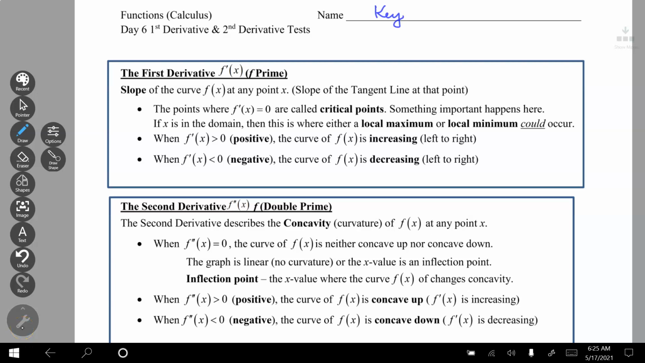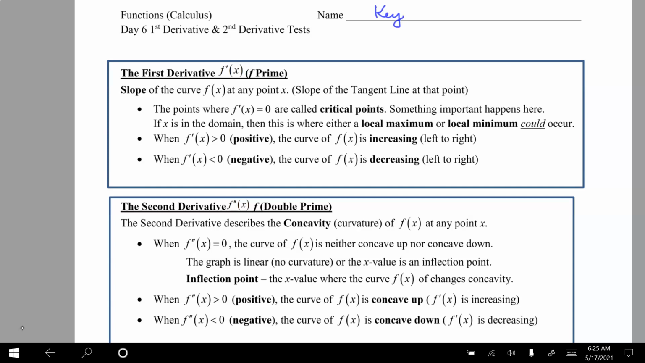Welcome to day 6. Today we're going to use the first and second derivative to do tests on functions to determine where the function is increasing or decreasing or concave up or concave down. So if you remember from last class, we talked about the first derivative. I determined where the first derivative was either positive, negative, or 0 depending on what was going on in the graph. F prime was equal to 0.